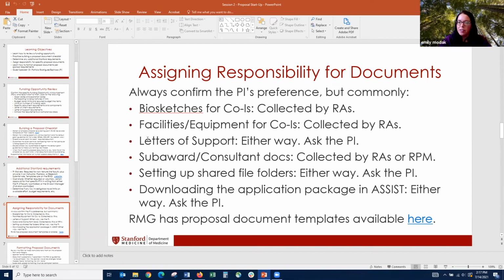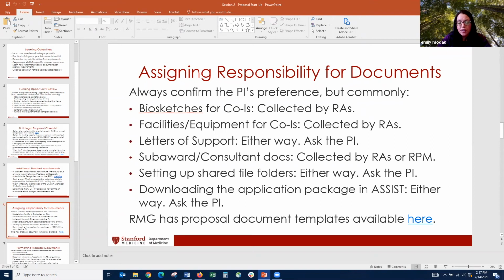Setting up shared file folders. Are you going to collect documents in Medicine Box and Google Drive and Dropbox? Ask the PI. It can go whatever the PI's preferences, and the PI may say, I already have something created, I'll just add you, or they'll say, can you set something up? And then downloading the application package into Assist. Either way, you can ask the PI, really up to their preference.